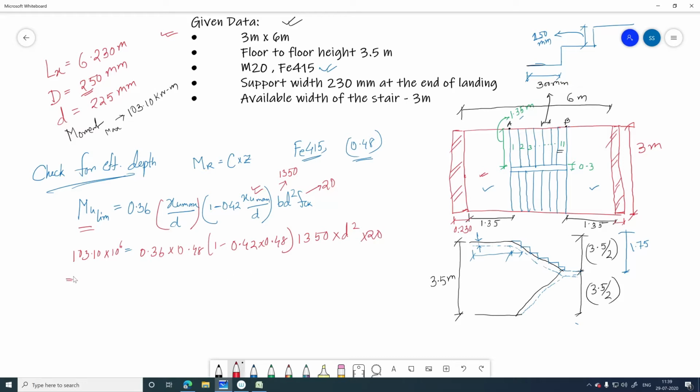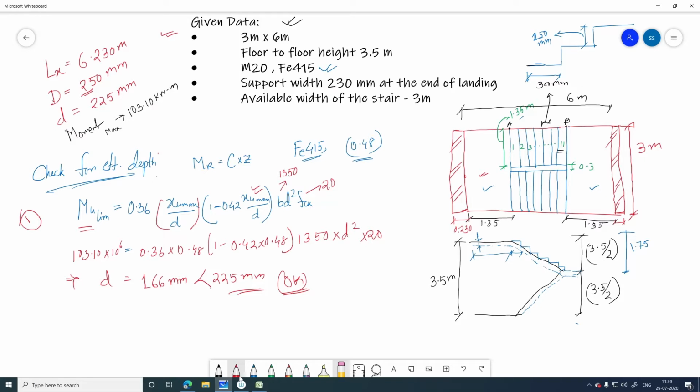So when you solve, you get the value of d, that is 166 mm. You just check, 166 mm, which is less than 225 mm. So that is why it is okay. Okay, so this is one methodology by which you can check for the effective depth.